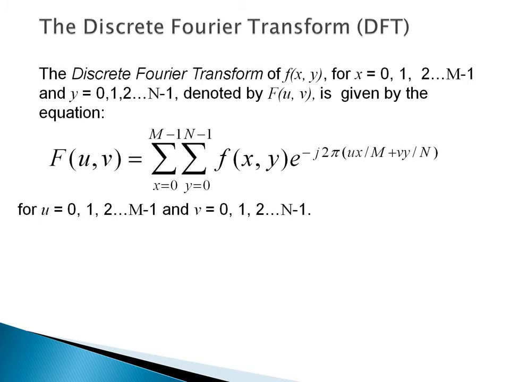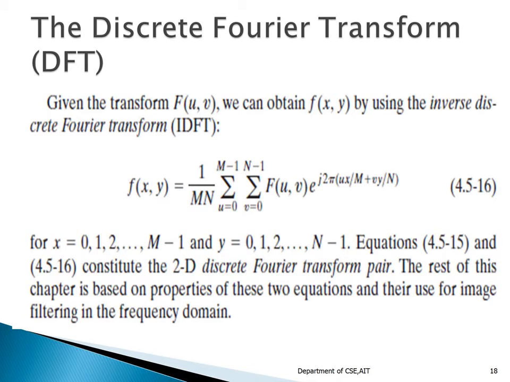Here we can have a look at the discrete Fourier transform, that is the DFT, for two dimensions. It is given by a function F of u,v. This function F of u,v depends upon f of x,y, where f of x,y is a digital image of size M cross N. And then we have to evaluate the values for the discrete variables u and v. The values for u and v lie in the range: for u it is 0 to M minus 1, and for v it is from 0 to N minus 1.